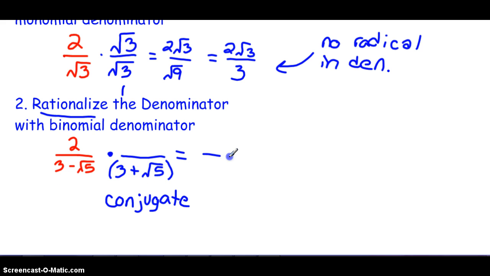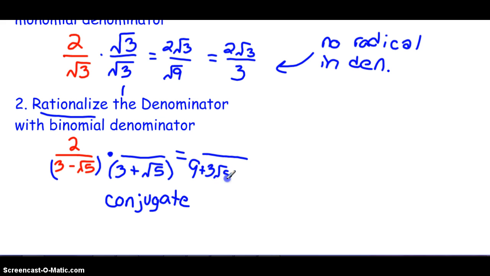If I wind up doing this, my denominator has to FOIL, right? Because I have 2 terms, a binomial, multiplied by another binomial. So 3 times 3 makes 9. Then I have 3 times root 5, so I get 3 root 5.